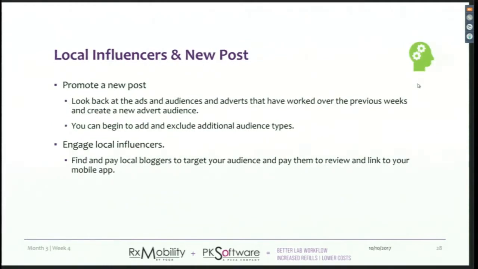One item then to look at is promoting new posts. Look back at the ads, the audiences and the adverts that you've worked on over the previous few weeks, and create a new advert audience. Facebook gives you that facility to do that. So you can begin to add and exclude additional audience types based on the performance of different types of campaigns that you've been running. One thing to consider also is to engage a local influencer. Find and pay a local blogger to target your audience and pay them to review and link to your mobile app, or, again, it doesn't have to be about the mobile app, it could be to review and link to your particular website.